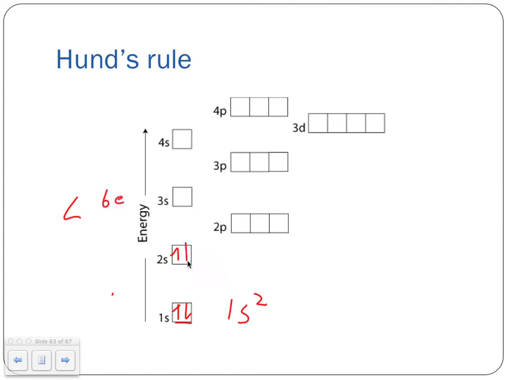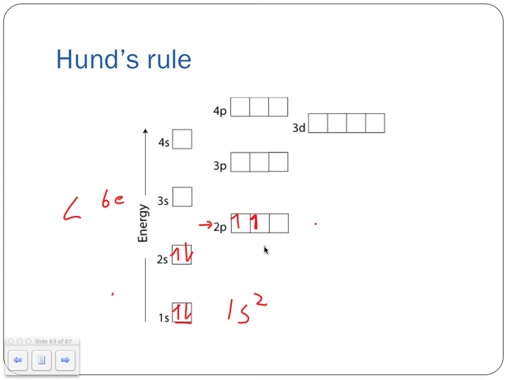So 2 in the 1s, 2 in the 2s. They have to be opposite spins because they're in the same orbital. That gives us 2 more electrons. They're next going to go into the 2p. And so the first one goes in the first orbital. Where's the second one go? Anywhere but that first orbital we see there. It has to go into the second one here. And so they're in different orbitals because of Hund's rule: they don't want to pair up until all of the orbitals in the 2p subshell are occupied.